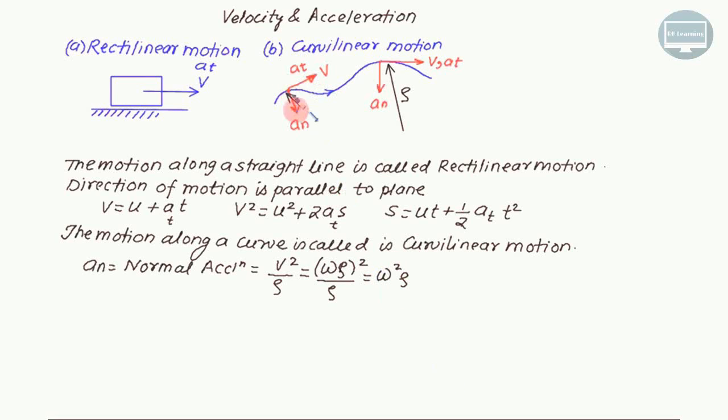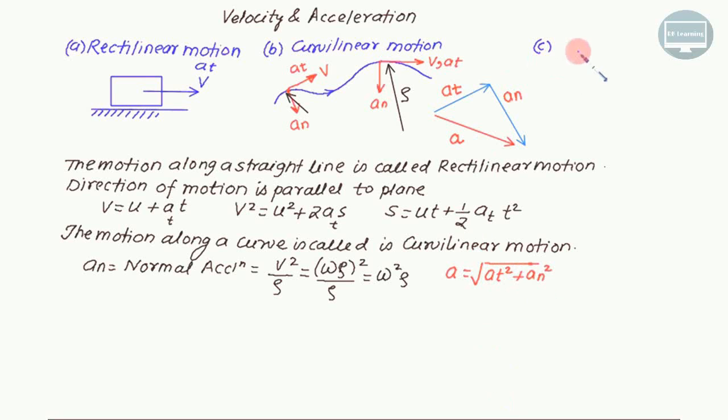So at any instant of time, your tangential acceleration will go this way, normal will go this way, and therefore the resultant component will go this way. So this one is the tangential component, this one is the normal component, and this one is the total acceleration. So total acceleration is always obtained by vector sum, that is the square root of at square plus an square.